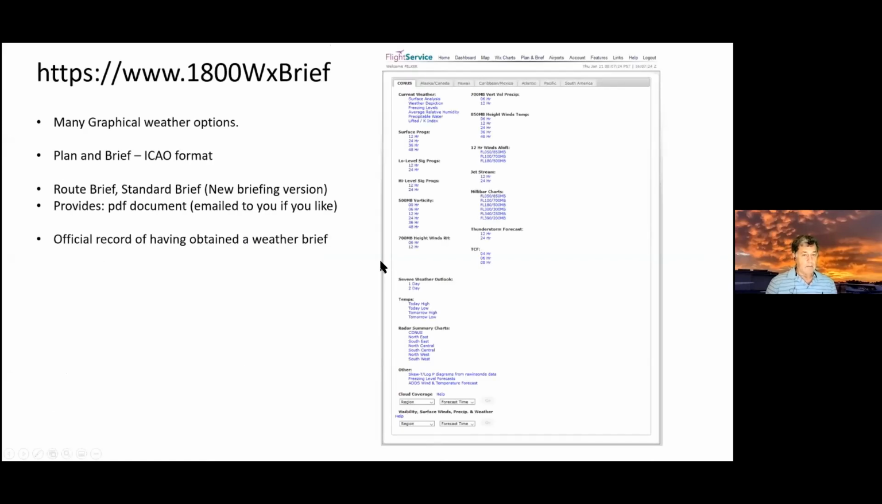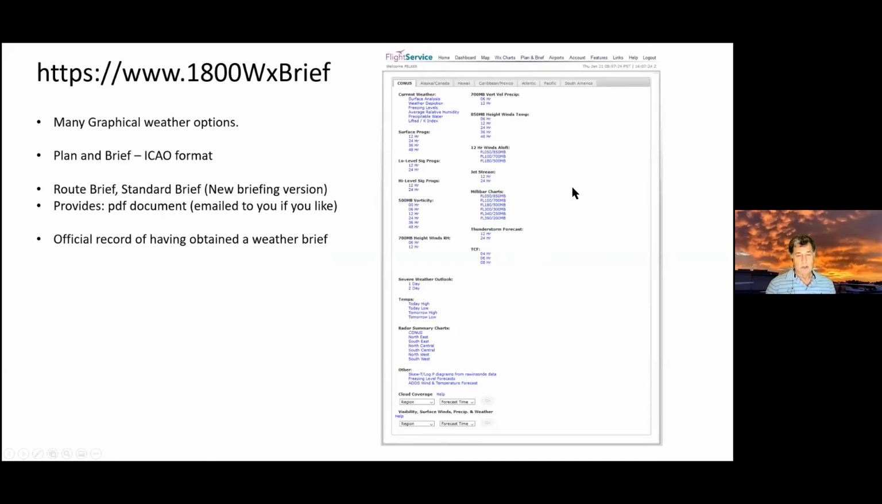All right, here's the 1-800-weather brief. This is for those of you that used to look at these and don't anymore because all you use is ForeFlight or something nowadays. This took the place of DUATS. DUATS doesn't exist anymore. So if you go to 1-800-weatherbrief.com, you wind up with this menu. These are all graphical charts.